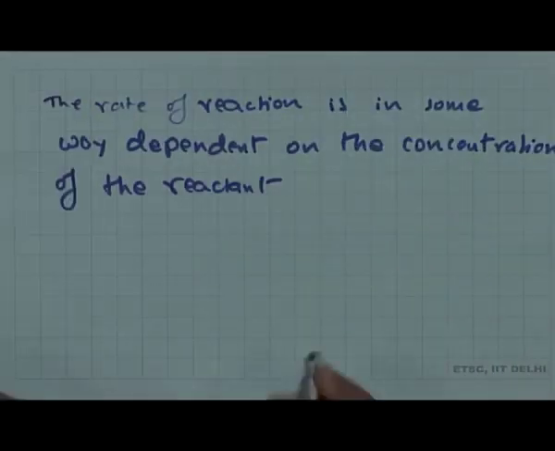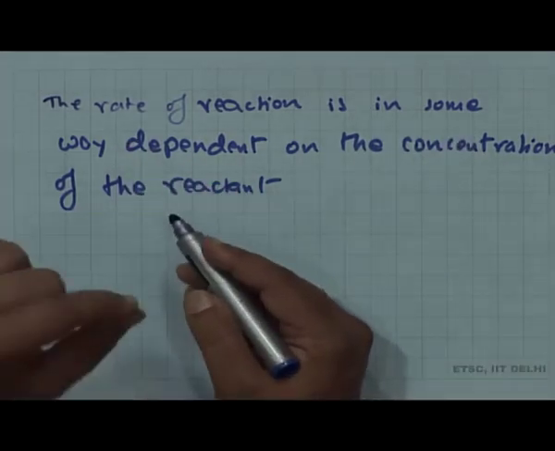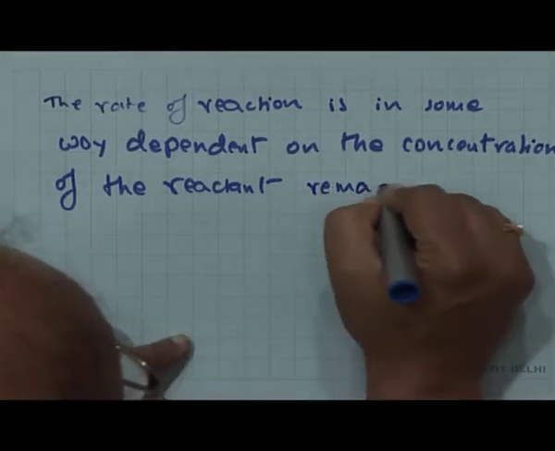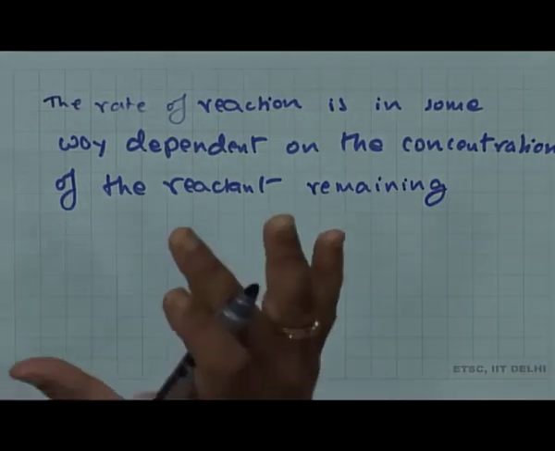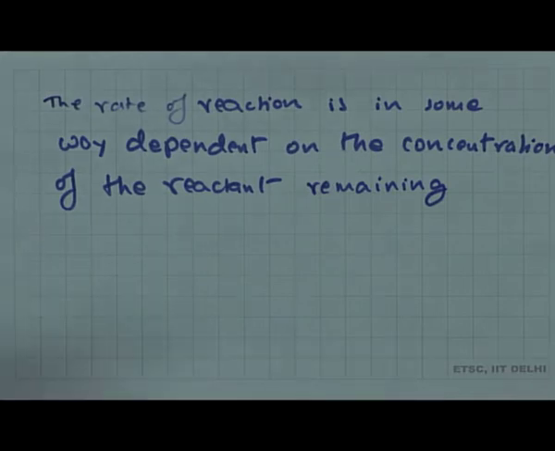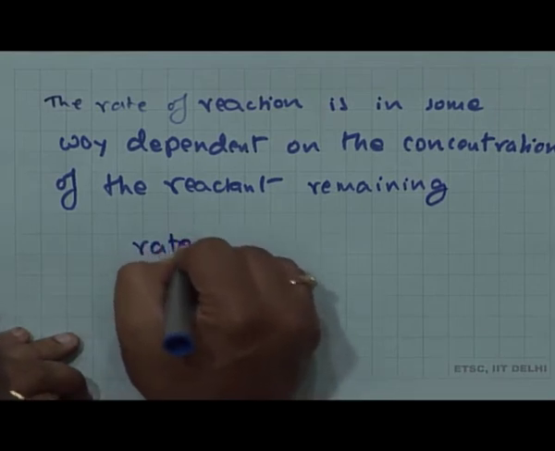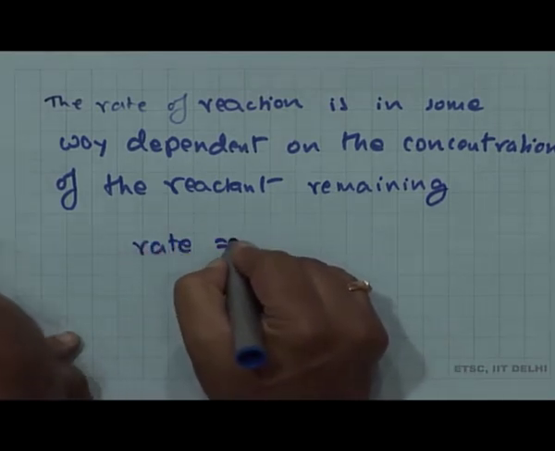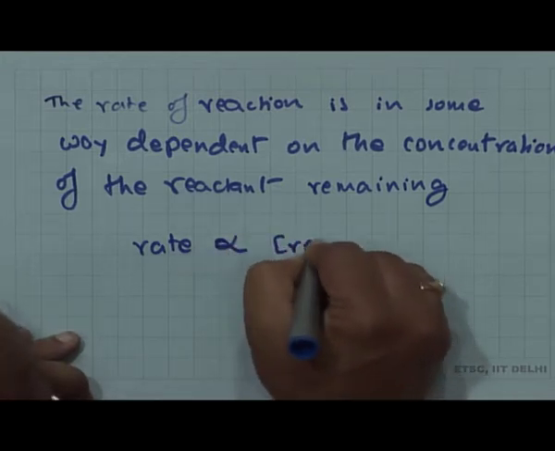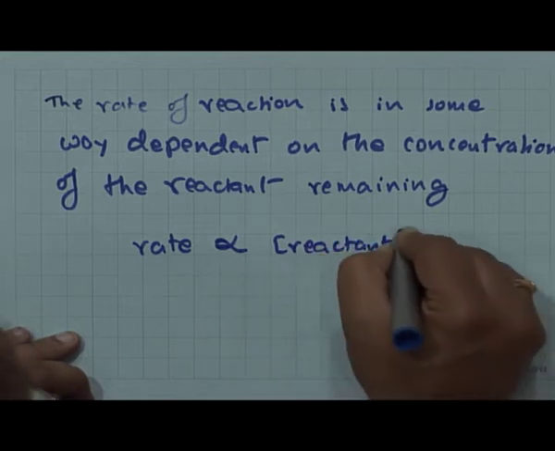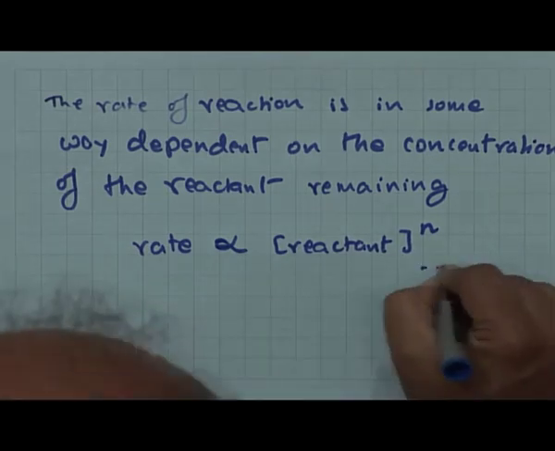Hence, what we can write is, the rate of reaction is in some way dependent upon the concentration of the reactant, then I add this word remaining. Remaining means whatever reactant is remaining after some of the reactant has gotten converted into product. So, I can write that the rate is, let me write this not as equal to but as a proportional sign, proportional to the concentration of reactant to the power n, right. So, let this be equation 1.